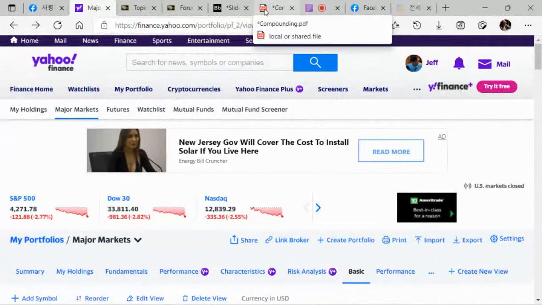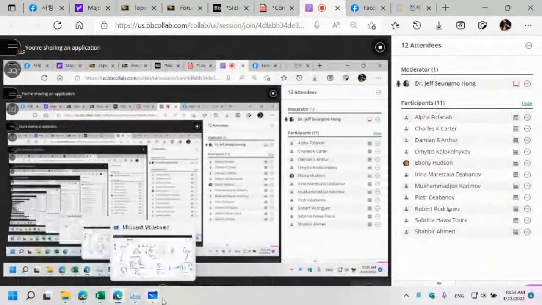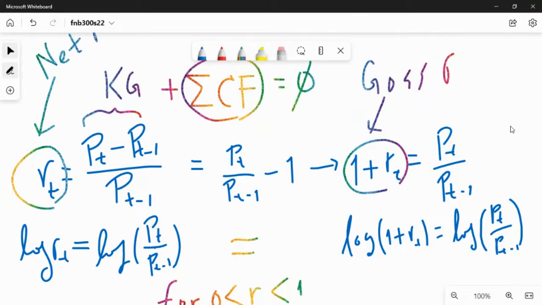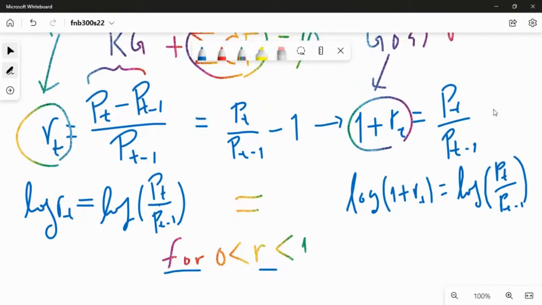Basically, all of that is measured this way. If you are not familiar with continuous time, then you will simply need to use discrete time: annual return, monthly return, quarterly return, weekly return or daily return. You calculate it this way. But if you use continuous time, then the return will have to be expressed by the natural log.